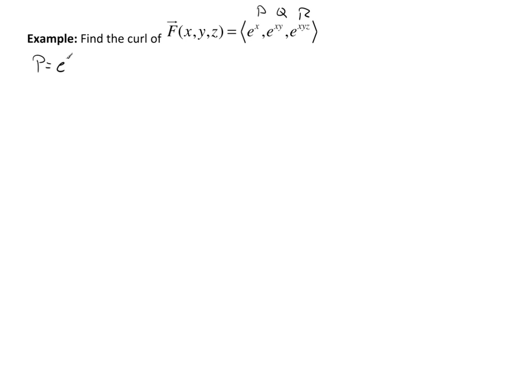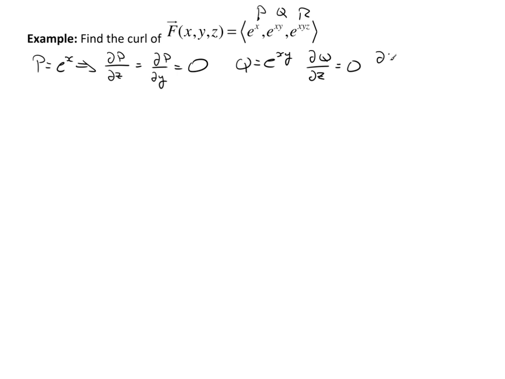So P equals e to the x. That means the partial of P, I know I'm going to need it with respect to z and y. So with respect to z is actually going to be the same as the partial of P with respect to y, which they're both 0. I also know that Q equals e to the xy, so the partial of Q with respect to z is also going to be 0. And the partial of Q with respect to x is going to be y e to the xy.